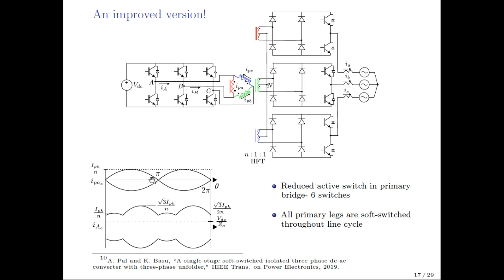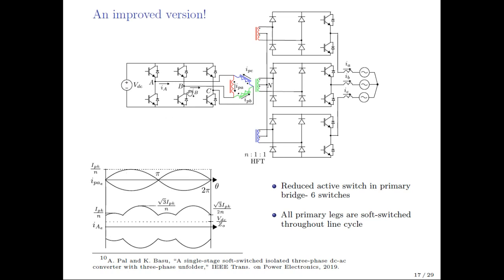In the bottom, the top waveform is the current envelope of the transformer winding. But if you see the A leg pole current envelope, that is shown at the bottom. And you can see here the current envelope never touches the GVS limit, which is VDC by Z0. It is always above this limit, which effectively helps to achieve GVS throughout the line cycle.